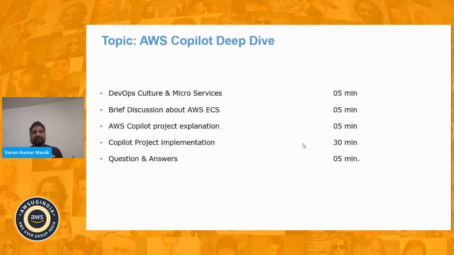Let's come to the topic. Without any delay, let me share the agenda of this meeting. Today I'm going to cover what DevOps is and what the DevOps culture is with microservices. Then a brief discussion about the Amazon Elastic Container Service. Then I'll show you the Amazon Copilot project implementation and explanation, which should be implemented in around 30 minutes. And then we have a question and answer session.